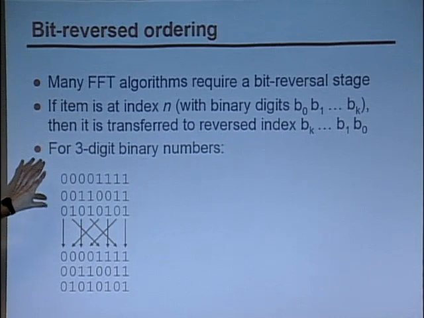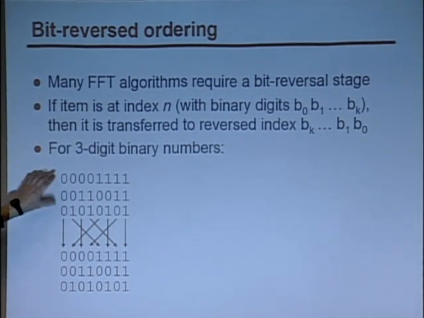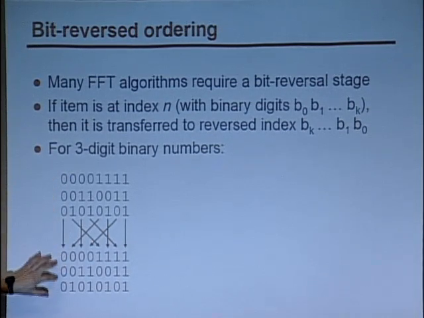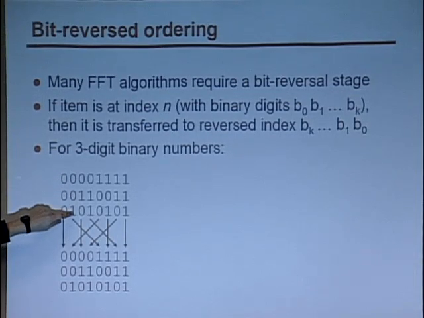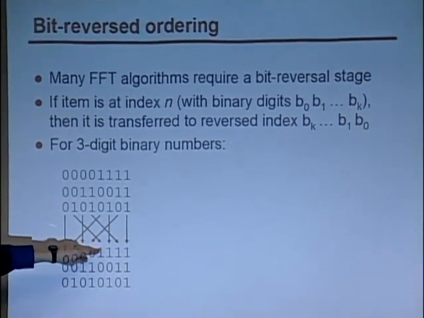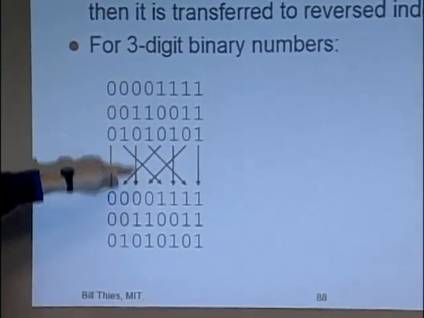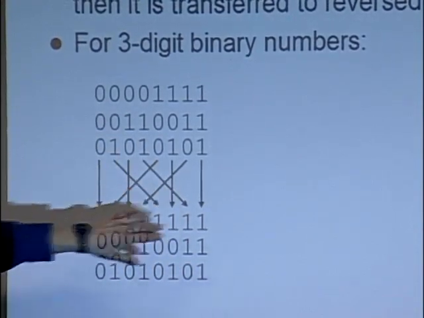So for example, let's just look at 3-digit binary numbers. If we have 0, 0, 0, this is one input item. We're reversing those digits. You still get 0, 0, 0. The item at index 1 will be 0, 0, 1. We want to reorder that to index 4, 1, 0, 0. 0, 1, 0 stays the same. 0, 1, 1 goes to 1, 1, 0, shifts over. And from there on, it's symmetric.